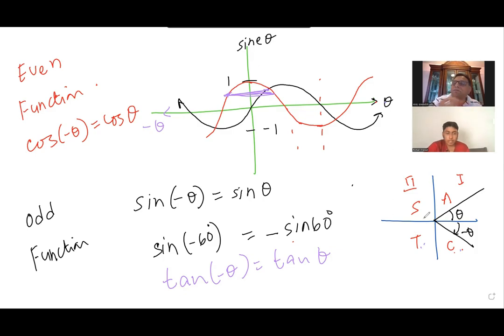So, sir, basically, cos of minus theta is cos theta, that is an even function. And sine and tan are odd functions, okay?